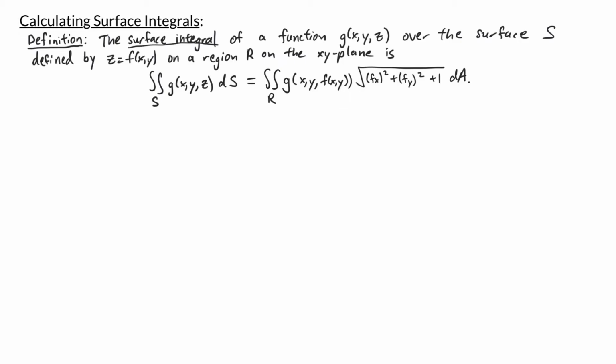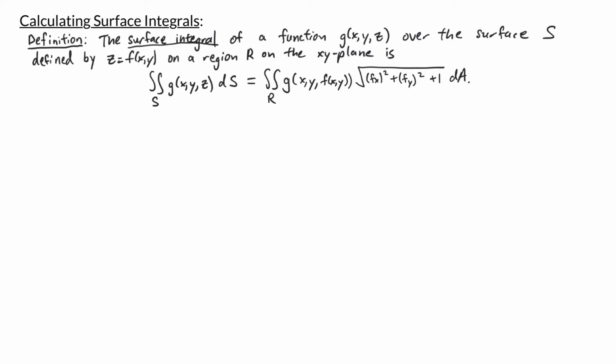In this video, we'll go through how to calculate surface integrals and look at a few examples. From our last video, we learned that the surface integral of a function g over the surface S, defined by z equals f of x y on a region R on the xy plane, is denoted as the double integral over S of g dS. And we calculate a surface integral by doing a double integral over the region R of g times the square root of the partial derivative of f with respect to x squared plus the partial derivative of f with respect to y squared plus 1.